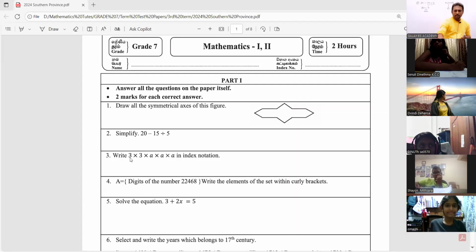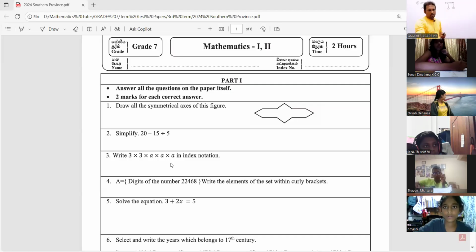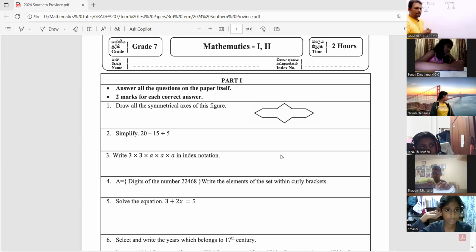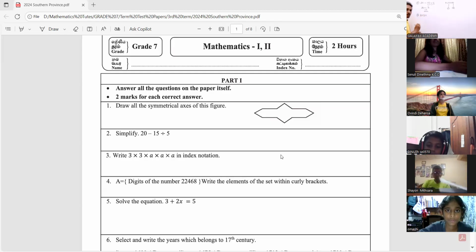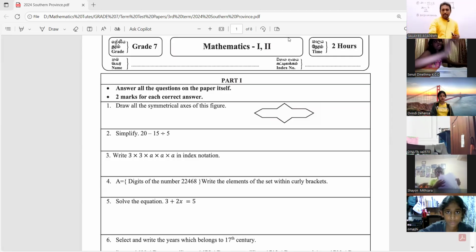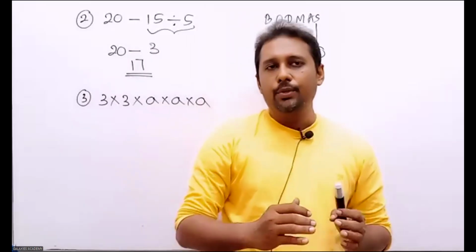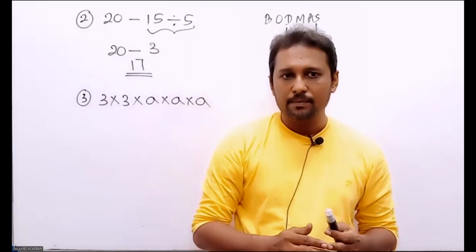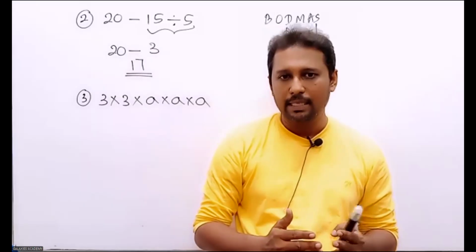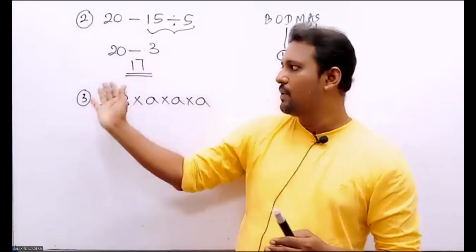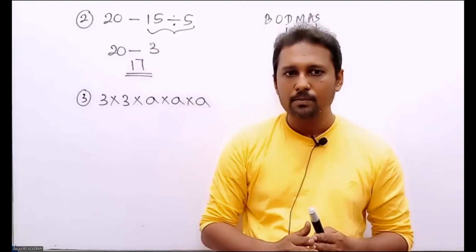Question number 3 is given. This one is a product. You have to write it in index notation. What is the product given? 3 multiply 3 multiply A multiply A multiply A. What does index notation mean? Index notation means you have to write it as a power. This form is known as the expanded form.